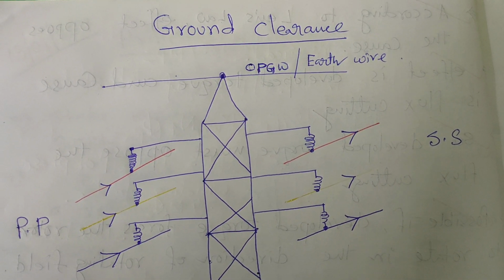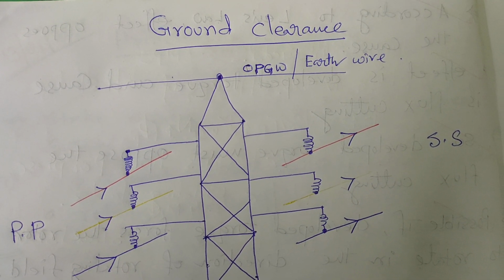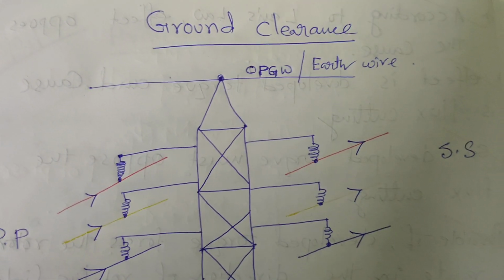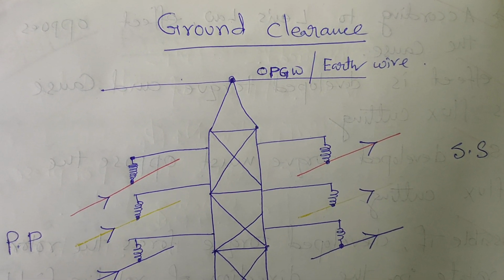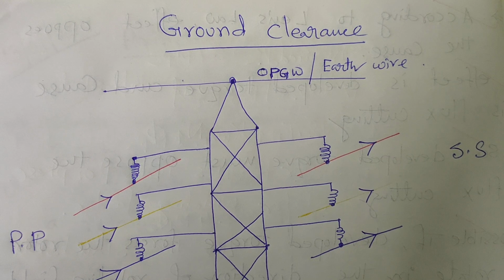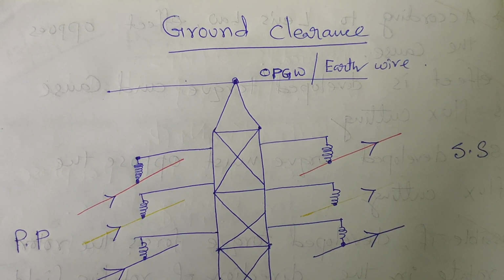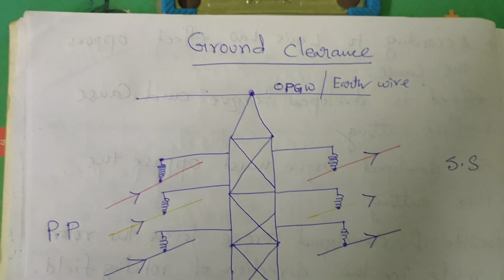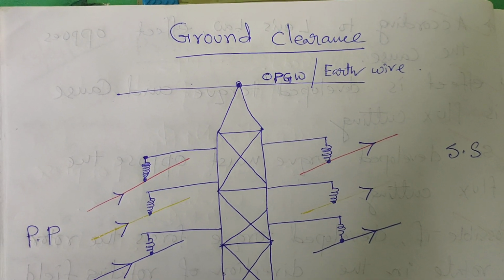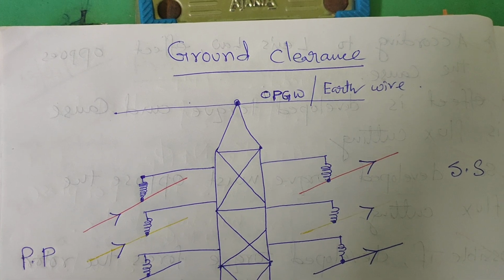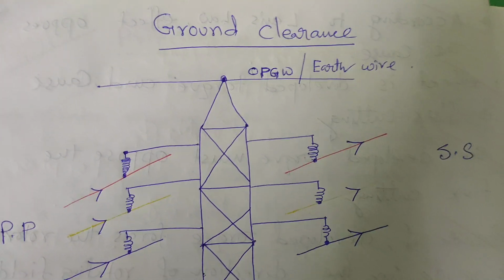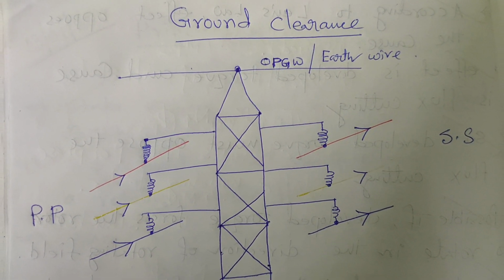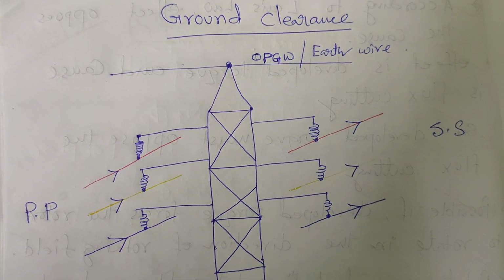Today my discussing topic is most interesting, because in electrical systems clearance is the main parameter that should be maintained as per the Electricity Act or Indian Electricity Rules. So here we are discussing today about ground clearance. Ground clearance is the vertical clearance from the bottom conductor of the transmission line. We are discussing about the transmission line and also the distribution line.